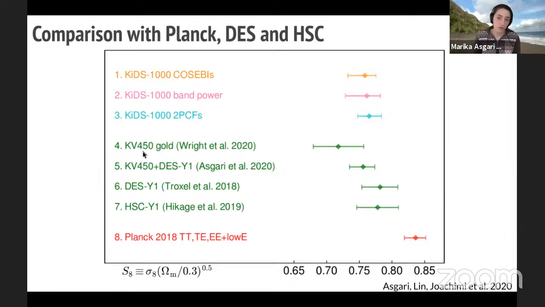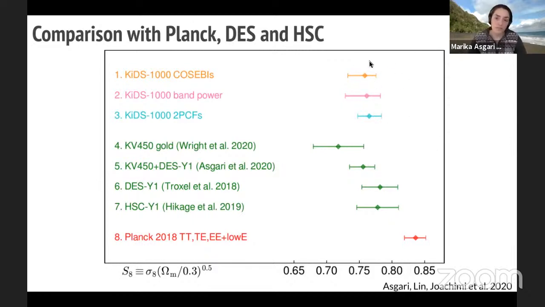So this is the 450 square degrees analysis. And then 6 and 7 are results from two competing surveys. This is the Dark Energy Survey and Hyper Suprime-Cam. And then number 4 and number 5 are showing a combination of the reanalysis and a joint analysis of the combination of this and the previous KiDS data.